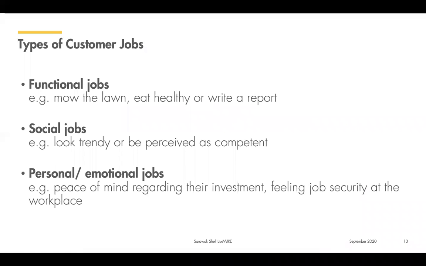If we look at social jobs, this covers the social aspect of people with people. So for some product that you're building, people may have a desire for the product or service to make them look trendy, to make them look cool, right? Or to be perceived as competent. The functional job is to write a report, but competence means that it is something that others view the customer as.